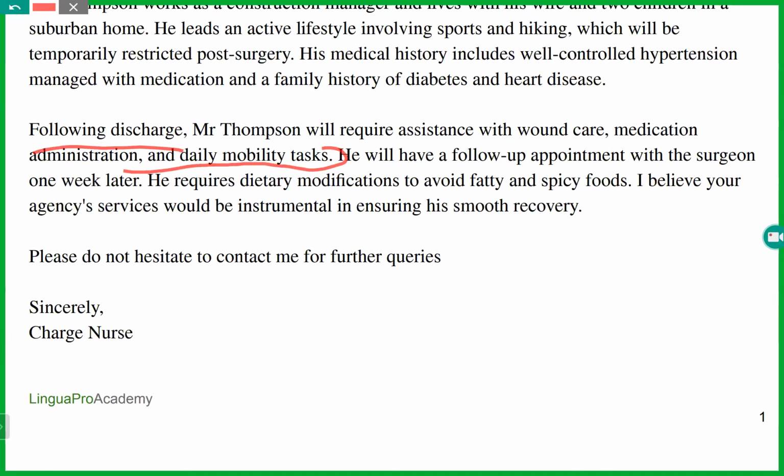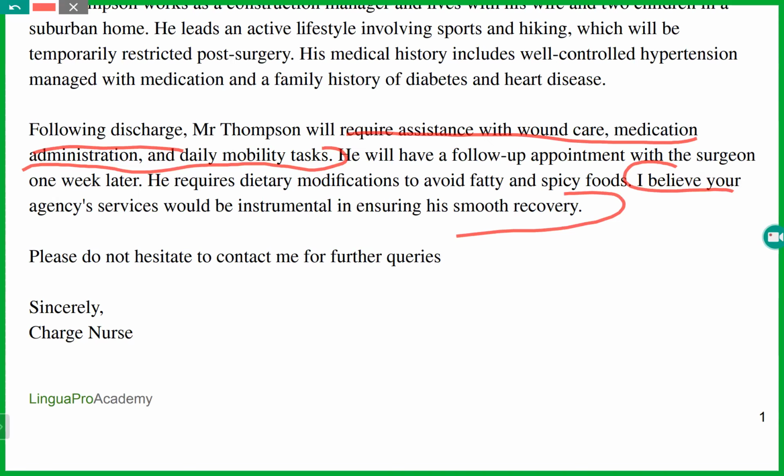So these points have been covered in the writing task, so we just included them here. Require assistance with wound care, medication administration, and daily mobility tasks. He will have a follow-up appointment with the surgeon one week later. He requires dietary modification to avoid fatty and spicy food. So I believe your agency service would be instrumental in ensuring his smooth recovery. It is optional. Either you can write it or skip it. Okay. This is how we need to write that OET letter.